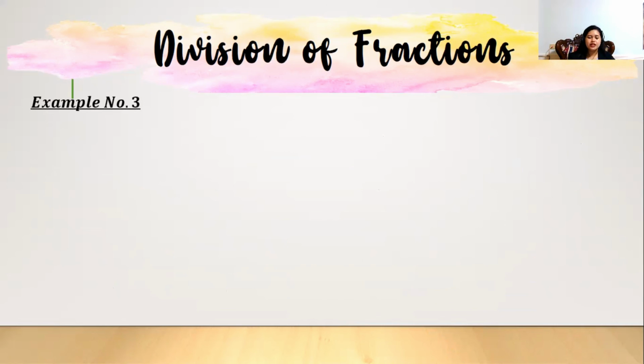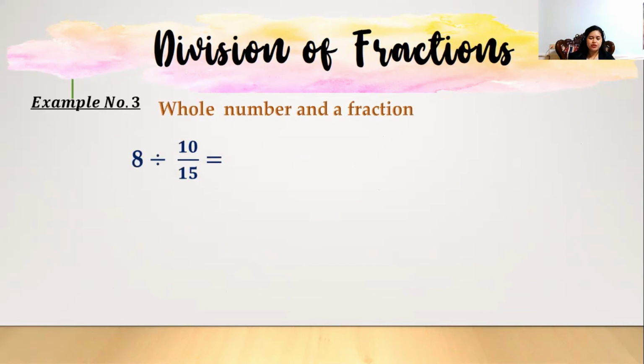Okay, so next example, dividing a whole number and a fraction. So like this one, for example, 8 divided by 10/15. So how are we going to operate this one? Same idea with the multiplication of a whole number and a fraction. Automatically, we have 1 as our denominator for the whole number 8. So we are going to rewrite the whole number into its equivalent fraction form. That would be 8/1. Then we get the reciprocal of our divisor, which is 10/15. The reciprocal is 15/10. Then change the operation into multiplication.